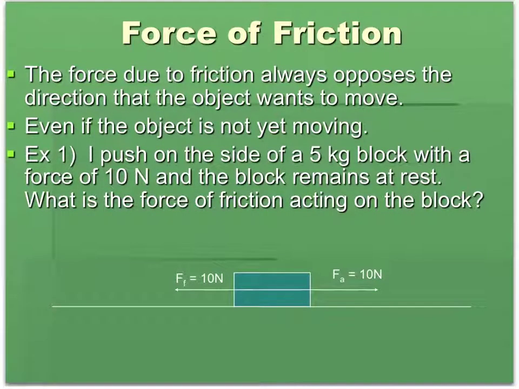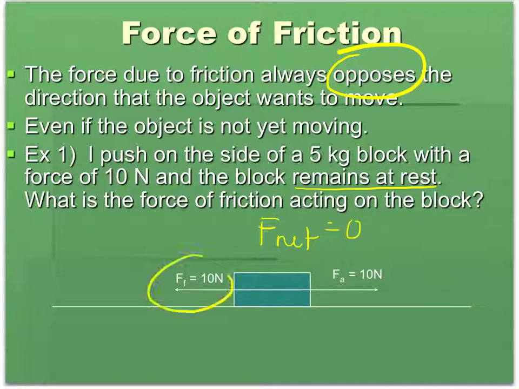Alright, some things to keep in mind. The force of friction always acts opposite of the direction of motion. So even if the object is not yet moving, whatever direction it's going to move, we know friction will act the opposite way. So for example 1, if you push on the side of a 5 kilogram block with a force of 10 newtons, the block remains at rest. What is the force of friction acting on the block? Well, the fact that it stays at rest tells us that F net is equal to 0. So my force of friction has to be equal to my applied force, which in this case is 10 newtons.